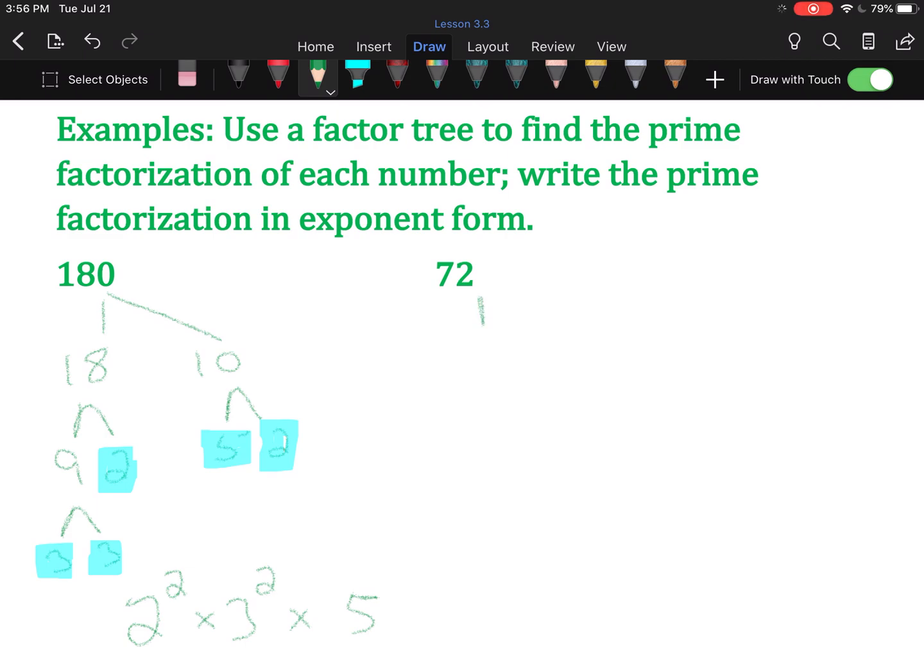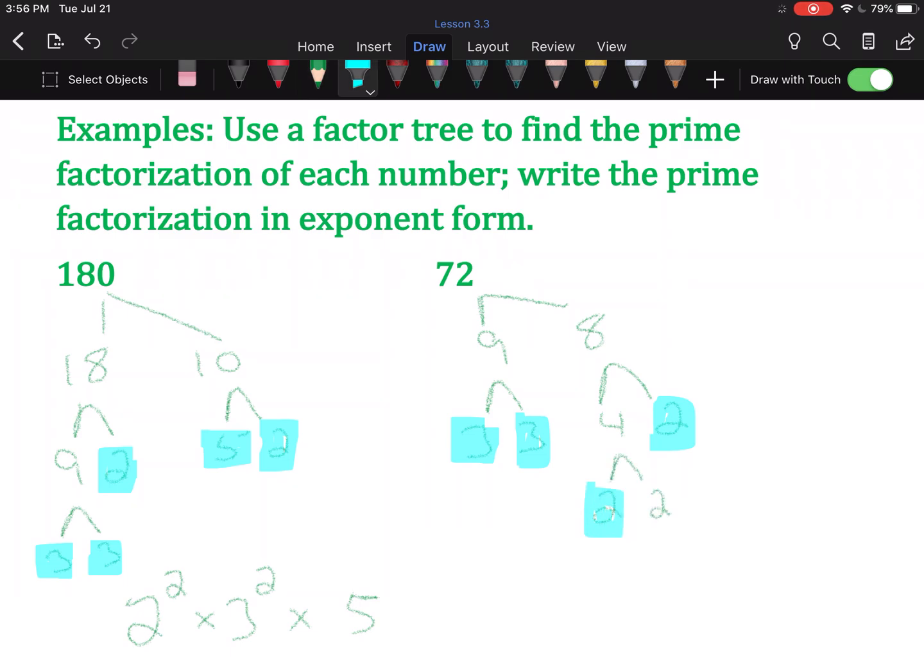72. How about 9 times 8? That's the obvious one. Neither one of those is prime. So 9 breaks into 3 times 3. 8 breaks into 4 times 2. Here, on this level, we've got some prime numbers. The 3s are prime, and the 2 is prime. 4 breaks down into 2 more 2s.